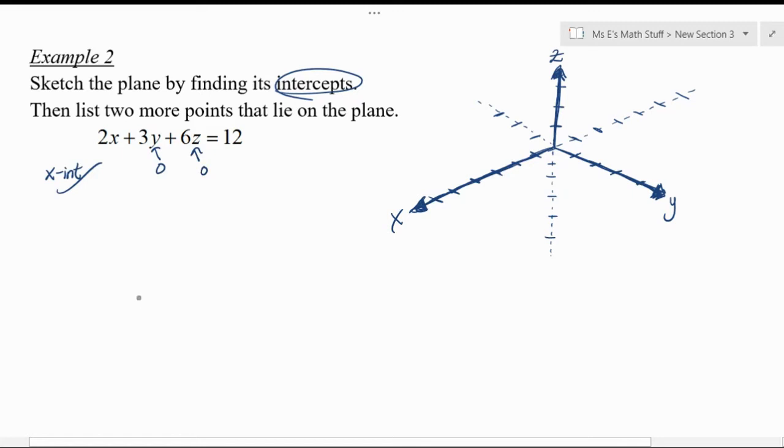So if you're going to show all the steps, which most people don't, this is what it would look like if you're being very careful to explain how you're finding x-intercepts. Simplify this equation, and you're just looking for when 2x equals 12, which means you'd get x equals 6. Now, what would the coordinates be of this point that we just found? Well, the x-coordinate is 6, and the y-coordinate and the z-coordinate would both be 0.